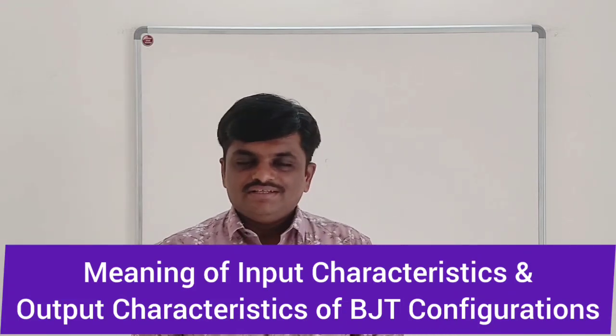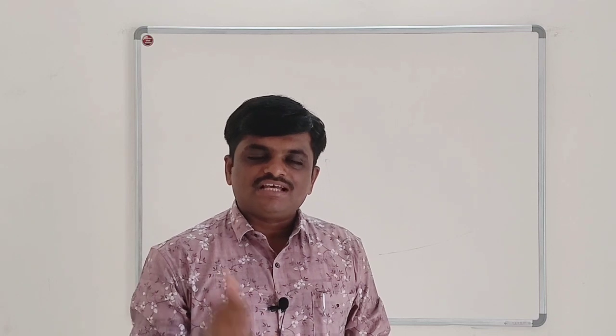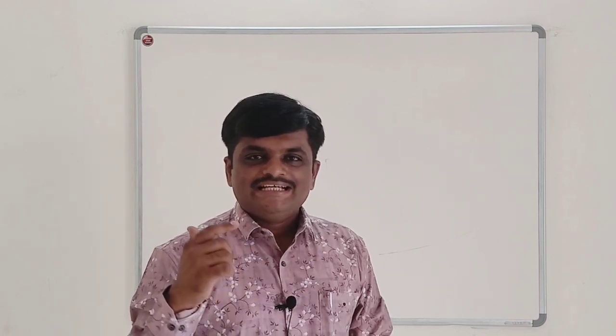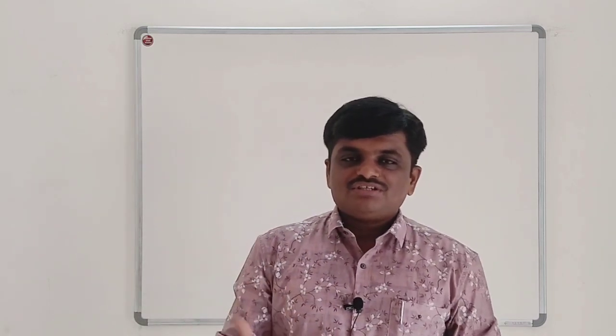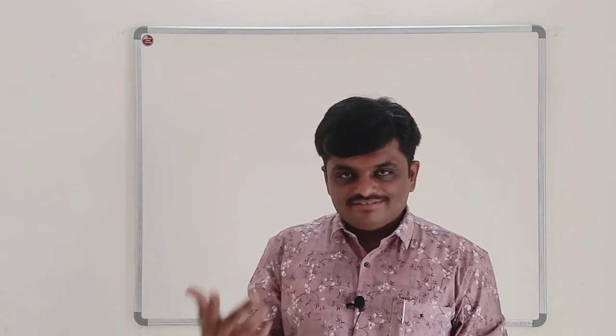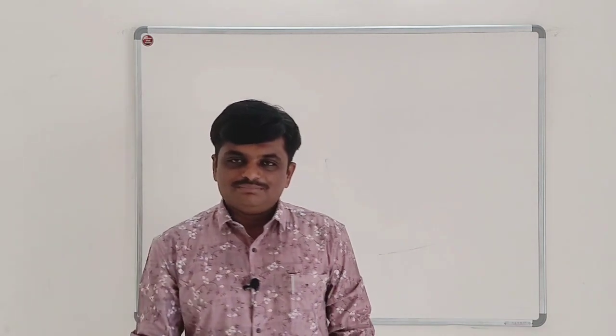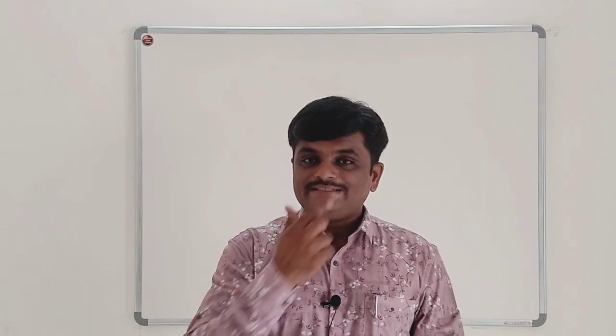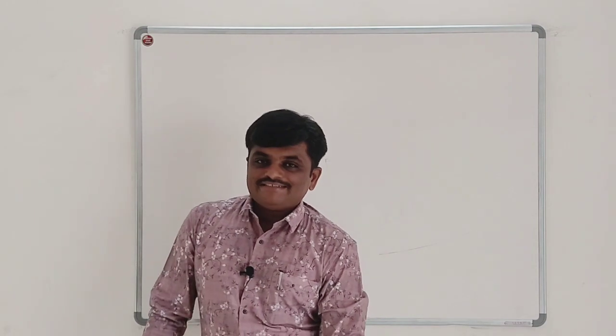Friends, in this video, we are going to study what are the input characteristics and what are the output characteristics in case of the transistor configurations. We know that there are three configurations of the BJT transistor: common base, common emitter, and common collector. And here, each configuration has a set of input characteristics and a set of output characteristics.